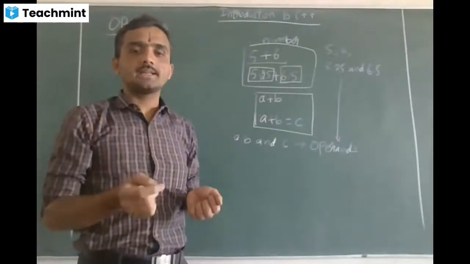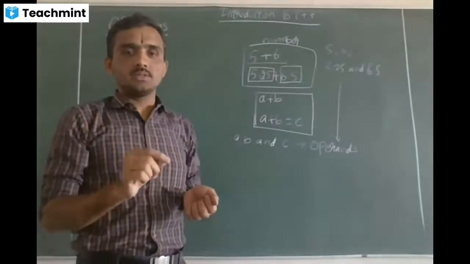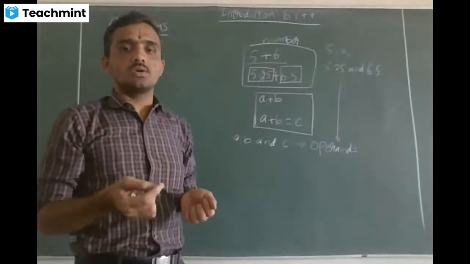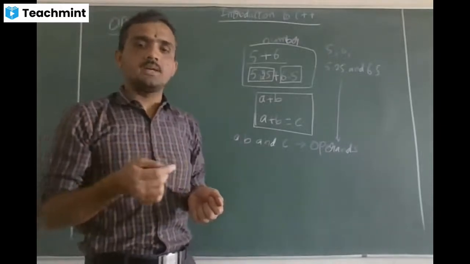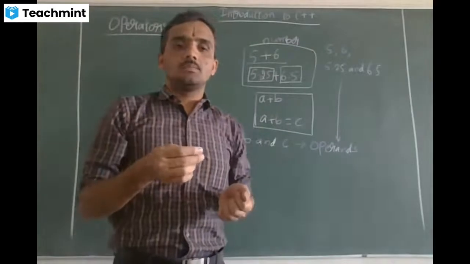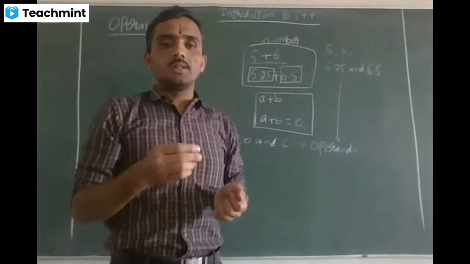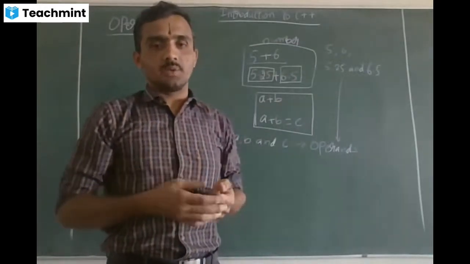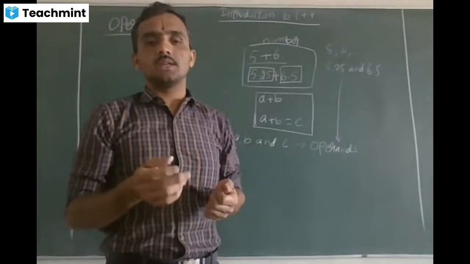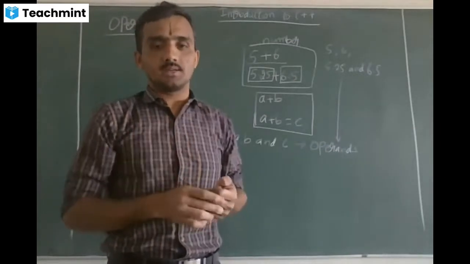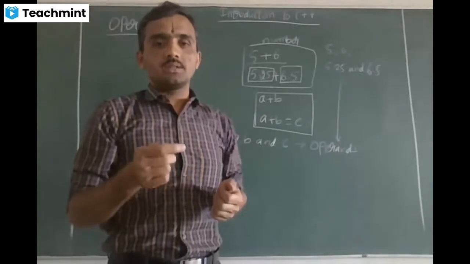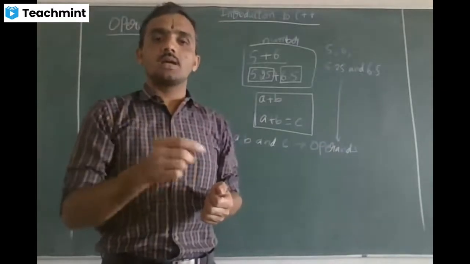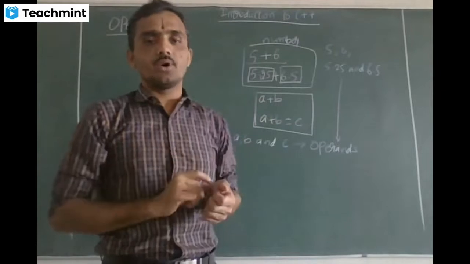Operators act on variables or constants, which are called operands. This is the definition of operand. When I'm explaining, I may explain in a way that I feel you can understand. While writing the notes or in the test and exam, you just frame a new sentence and write. Operators act on variables and constants which are called operands. This is the definition of operand.